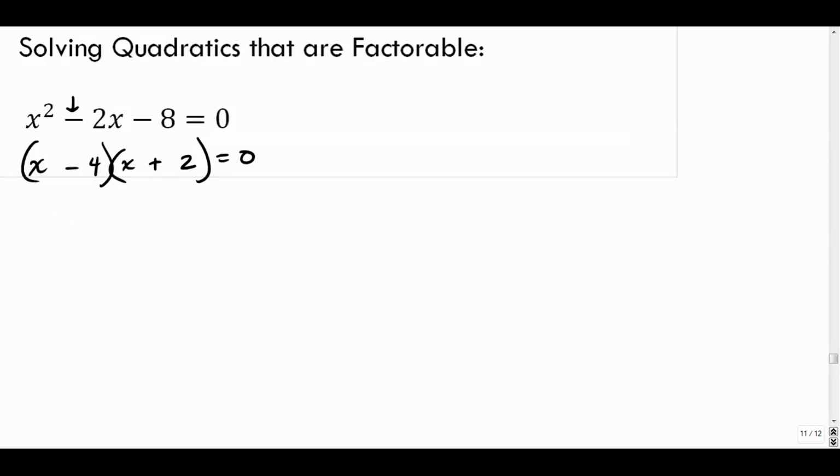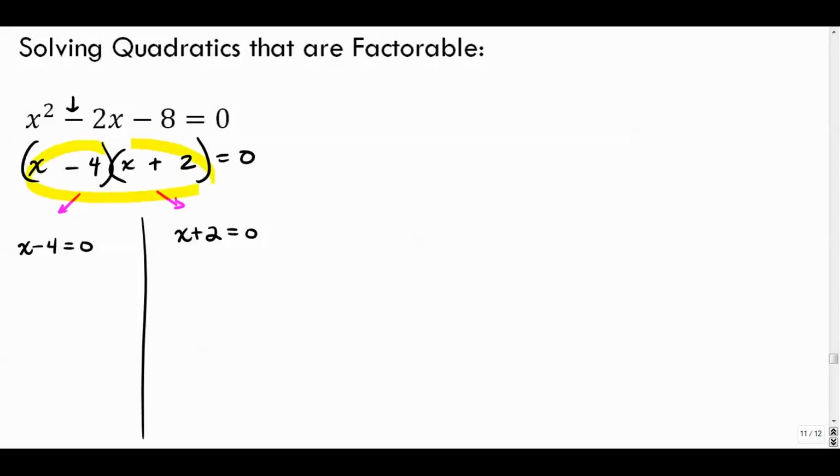But that's not where we stop. We stop when we actually have solutions. We're trying to figure out the x values that make this equation true. And to get that, we basically branch out into two separate equations. This is called the zero product property. It basically says that if two things multiply together to get 0, that means either this one is 0 or this one is 0 or they're both 0. So let's simply solve each one of them separately, and we see that you get two solutions.